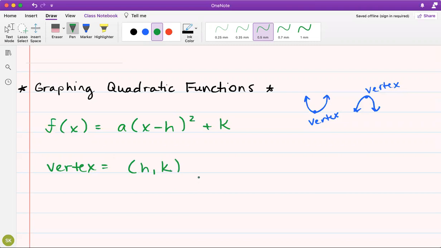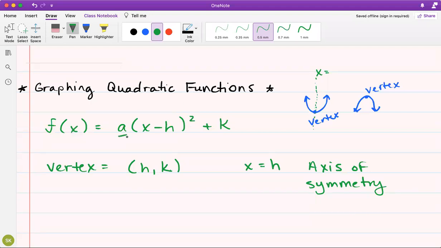Now, another thing to notice about parabolas is that they're symmetric. And they're symmetric with respect to this vertex here. So whatever's on this side of the vertex, the mirror image is on the other side. And we can draw a straight line through the x value of that vertex, which is called the axis of symmetry. So x equal to h is the axis of symmetry. And that'll help us draw the picture of the quadratic function.